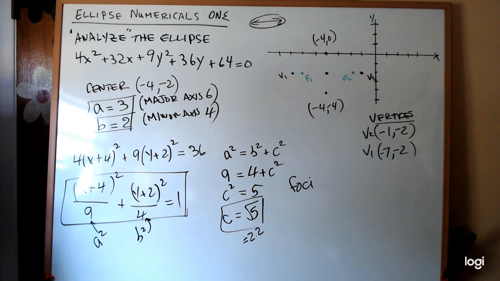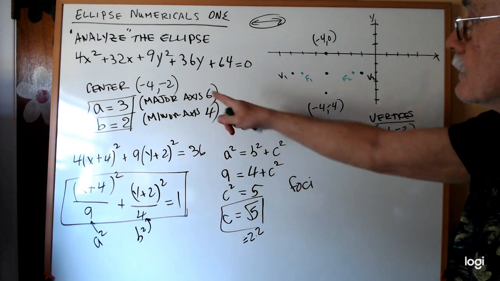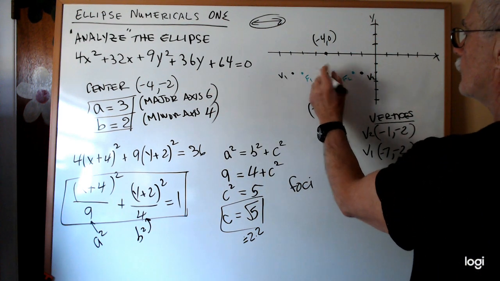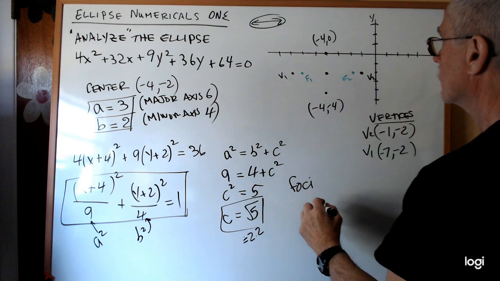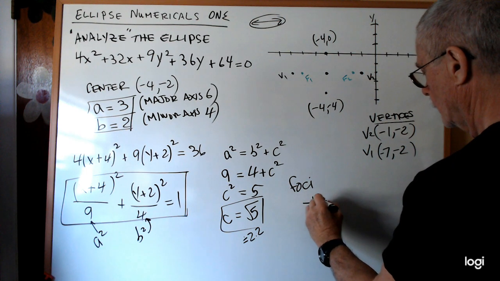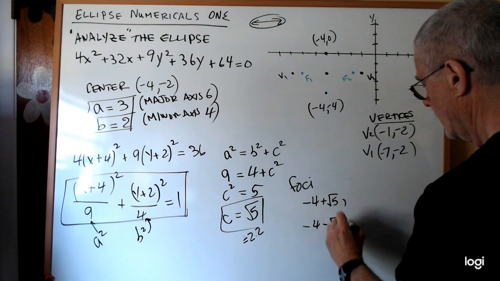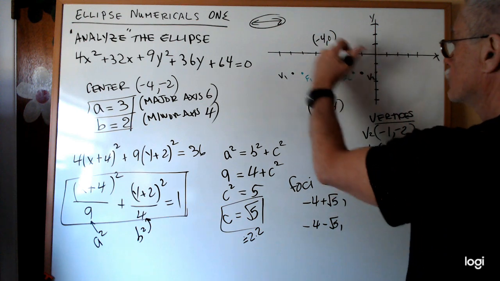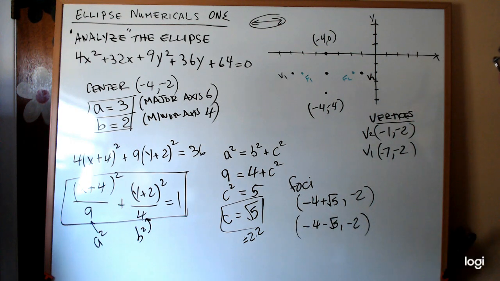Let's write down the coordinates. Now, the x value of the center, well, where's my center? My center is -4, -2. So to -4, I'm going to add radical 5 and take away radical 5. So I have -4 plus radical 5 and -4 minus radical 5. That's how I affect the x, and the y is still -2. That's not going to change. So my two foci would have those coordinates.